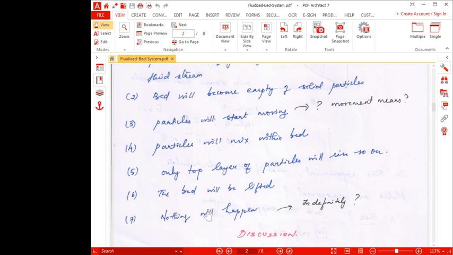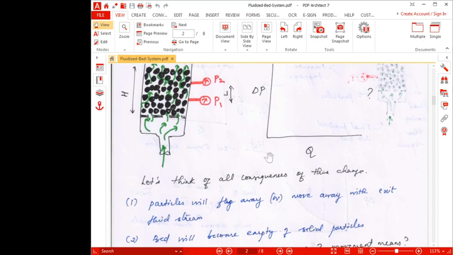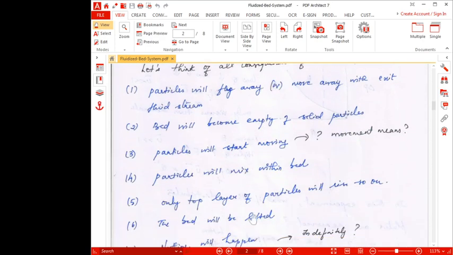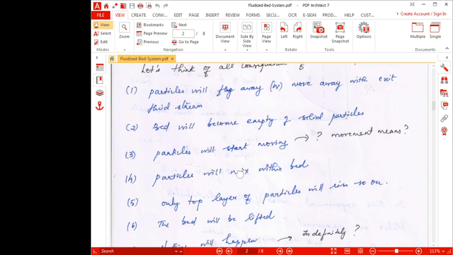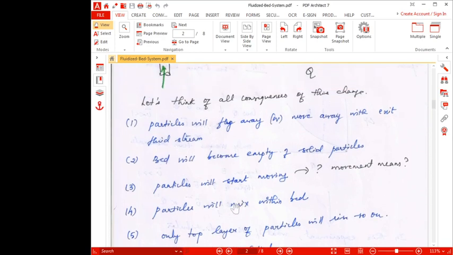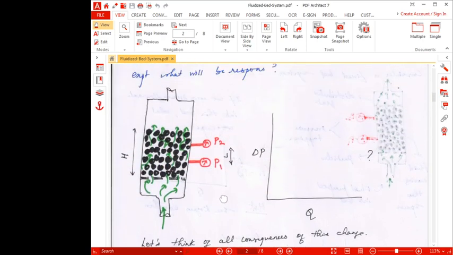And somebody might say that nothing will happen, the bed will remain the same, that means the plot will remain the same, right? I'm not going to say which of these are correct, but all I would expect is that it is something of this sort you should have thought.